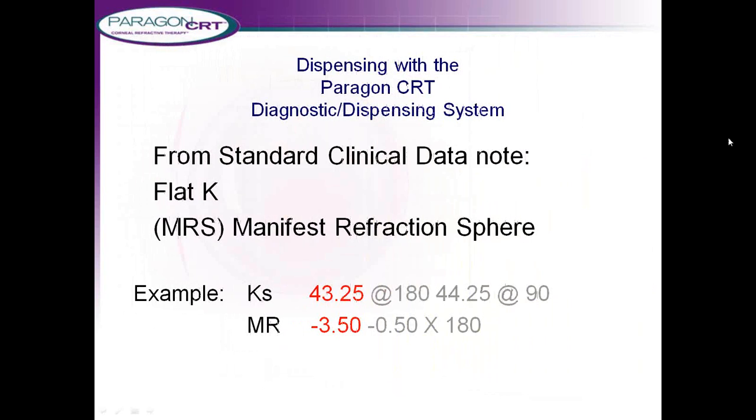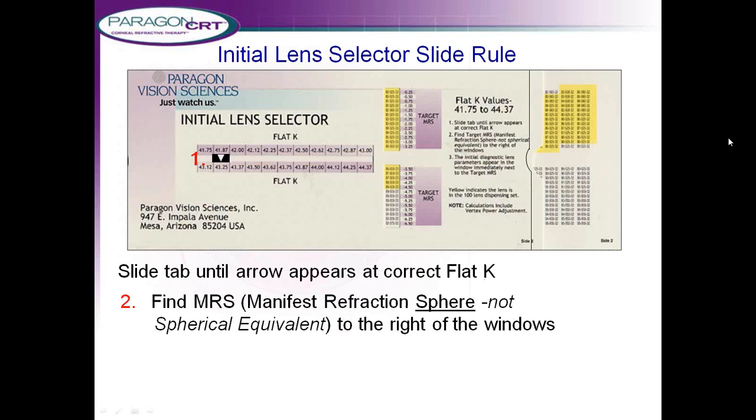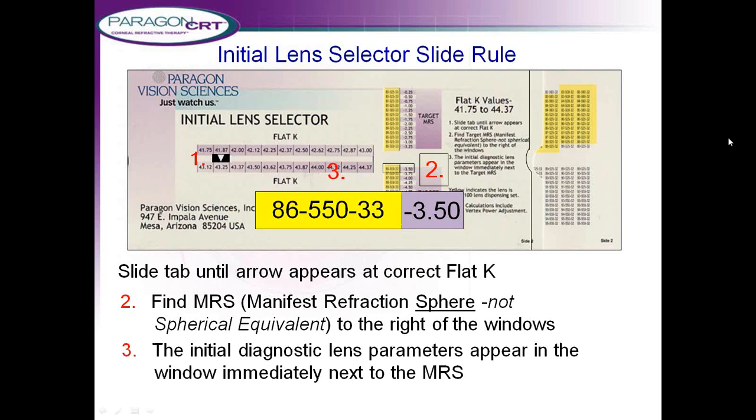There are only 2 pieces of data that are needed to calculate the initial lens parameters. One is the flat K reading and the other is the spherical component of the manifest refraction. Mean K readings or spherical equivalents are not applicable to lens selection criteria. Once these 2 pieces of information are available, use the initial lens selector rule to find the initial diagnostic lens parameter. Slide the tab until the arrow appears at the correct flat K reading.